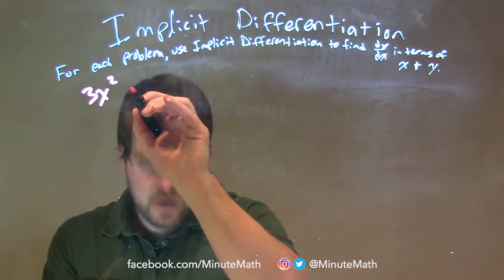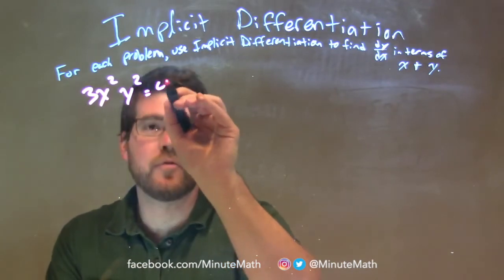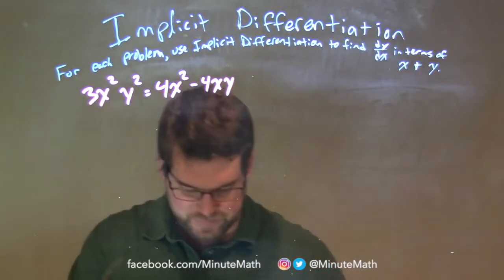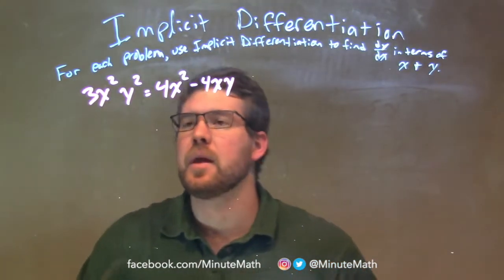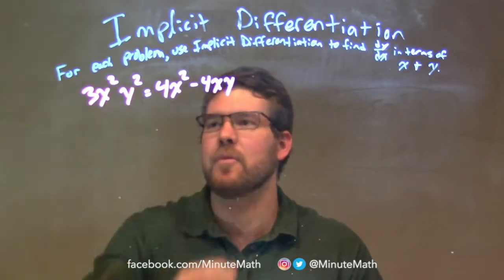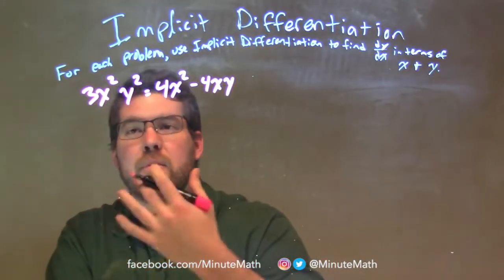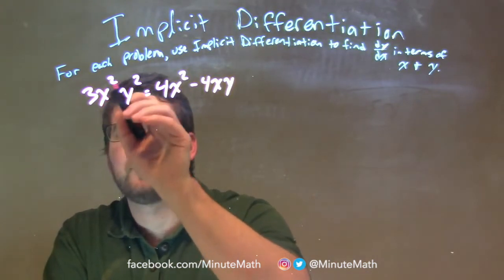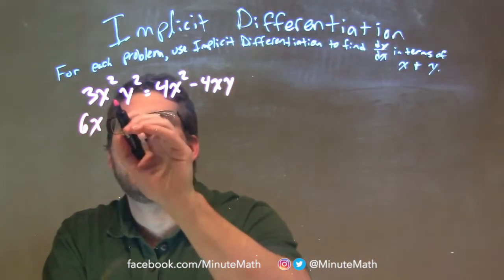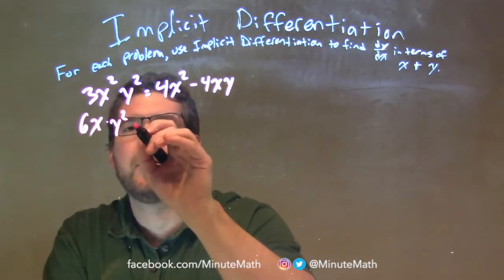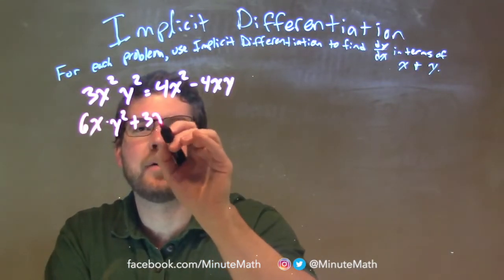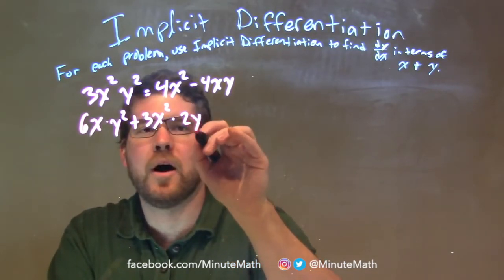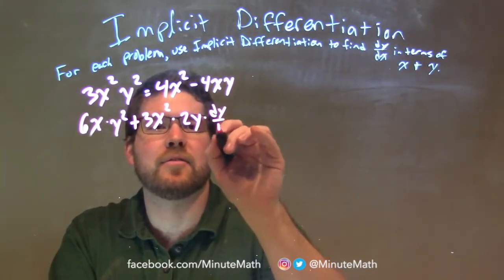3x squared y squared equals 4x squared minus 4xy. Okay, so what we want to do is take the derivative of the left and right hand sides. Now the left hand side, we're going to use the product rule. So we have 3x squared, the derivative of that part, 3x squared, is 6x, subtract 1 times y squared, plus front part, 3x squared times the derivative of y squared, which is 2y, subtract the exponent, times dy dx.